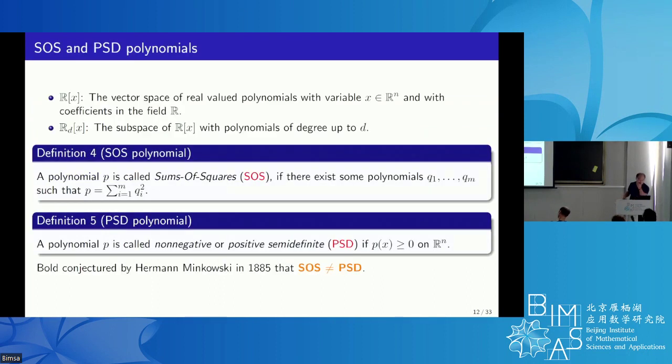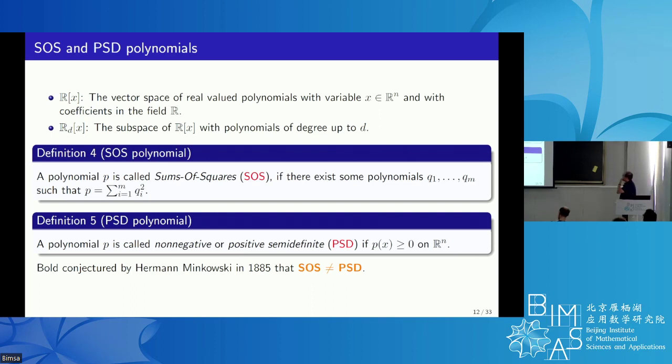Okay, so now let's talk about some history about polynomial decomposition based on sum of squares, SOS. We use the common notations R[x] and R[x]_d for the vector space of real-valued polynomials in variable x, with d meaning polynomials of degree up to d. A sum of squares is a polynomial that can be rewritten as a sum of squares of other polynomials. A highly related definition is PSD, or non-negative polynomials. That is, P is non-negative over the whole space R^n, right?